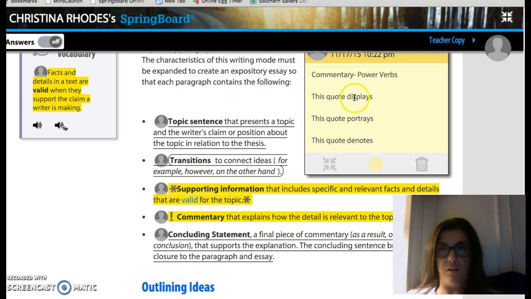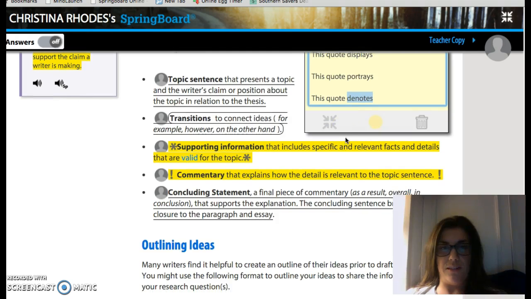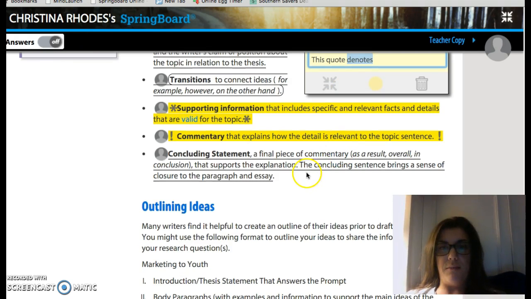So this quote displays, or this quote portrays is a power verb, or this quote denotes is a power verb. Make sure you're using different ones throughout your essay. Your concluding statement, you need to basically sum up how ads affect teens and bring closure, end with a bang.